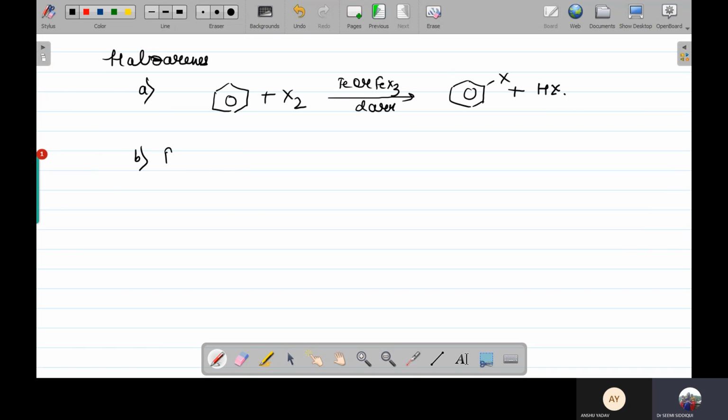Another can be from diazonium salt. In the case of diazonium salt, we take an aniline.